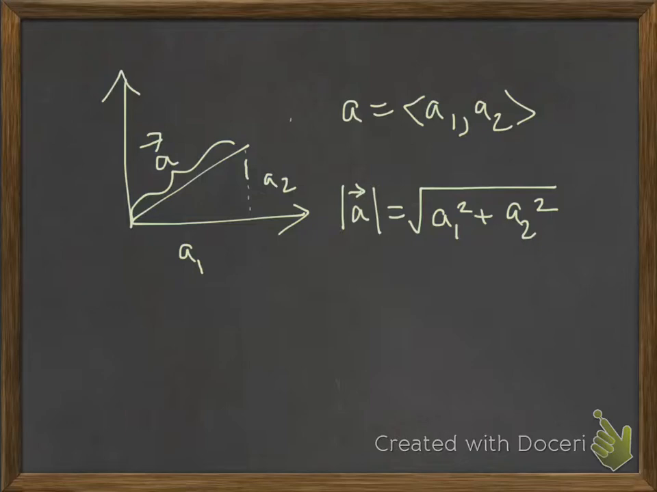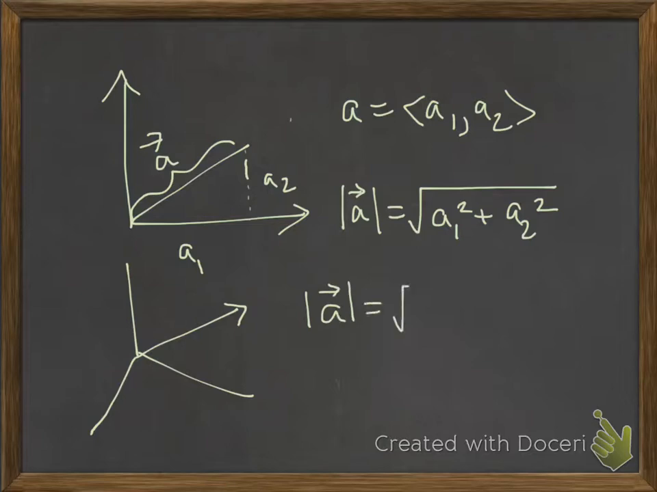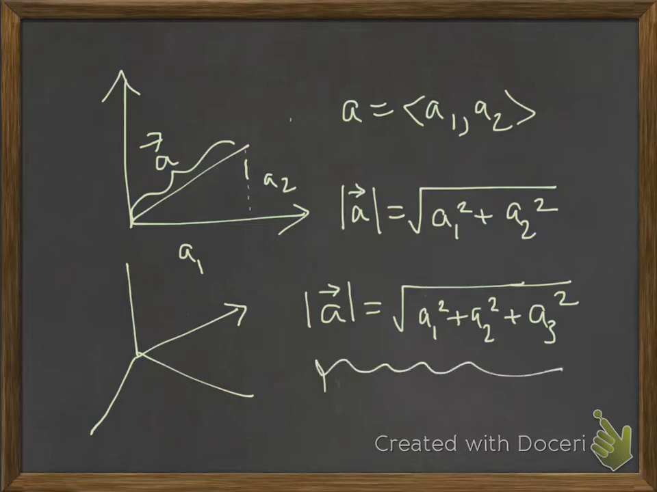Similarly, if we're in 3-space, let's see if we can sketch that drawing, and we have a vector A out there, then we can calculate that the magnitude of it is equal to the square root of a1 squared plus a2 squared plus a3 squared. Now we can see this is true if you remember back to our discussion about finding the distance between two points in 3-space, except this time our first point is the origin and our second point is the terminal point of our vector.